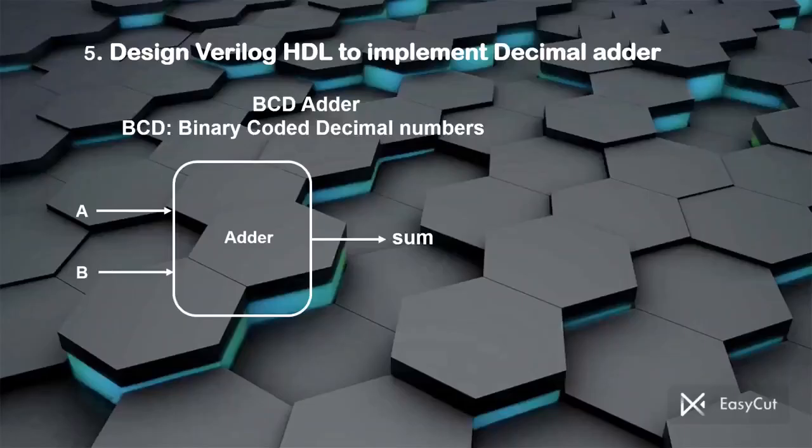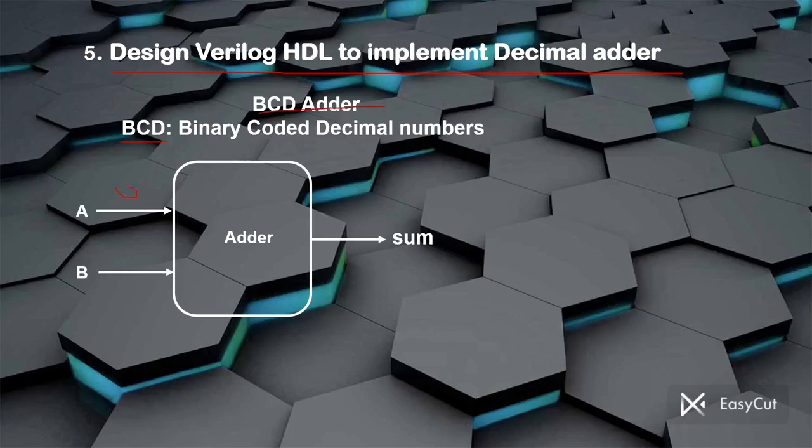So the fifth question is to design Verilog HDL to implement a decimal adder. We have to write a Verilog HDL program to implement a decimal adder. First of all, what is a decimal adder? A decimal adder is a method which is used to add binary coded decimal numbers, BCD. It is also called a BCD adder. What does BCD stand for? Binary coded decimal numbers.